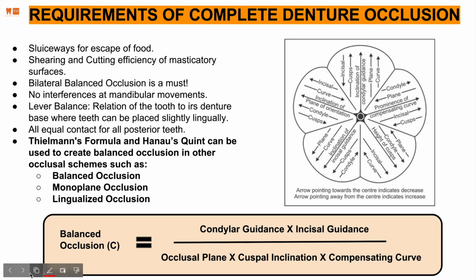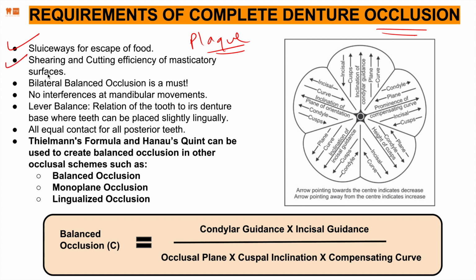All right, so we're diving a little deeper into the bilateral balanced occlusion. But let's first talk about what the requirements are for a complete denture's occlusion. See, a sluice way or escape of food is needed. Sluice way just means how it's self-cleansing for teeth in the embrasure region to remove the food and not let it get stuck there. Because remember, plaque and calculus can absolutely build on artificial teeth as well.